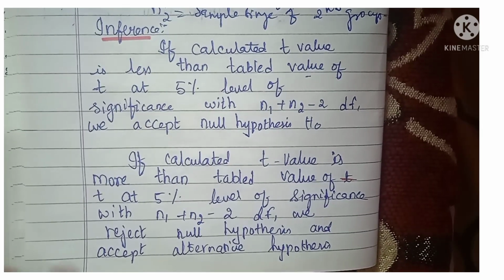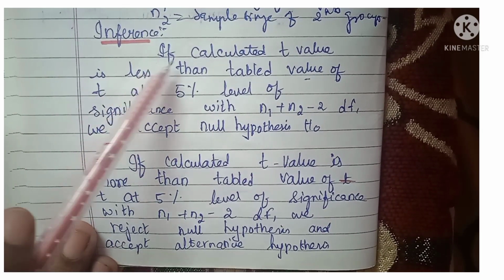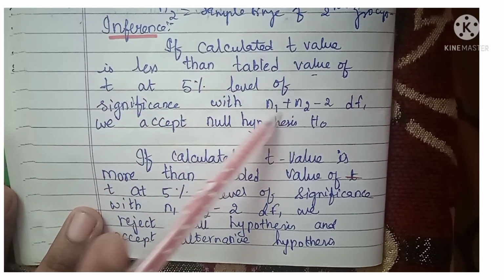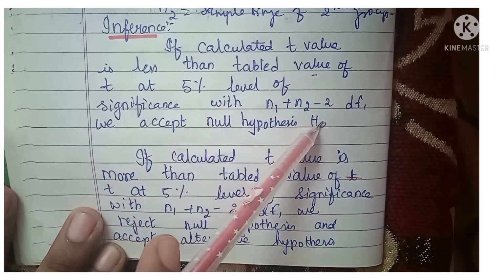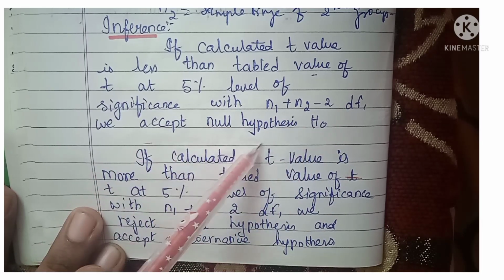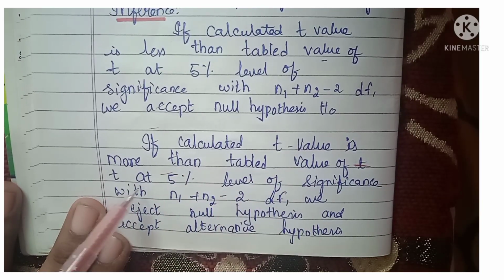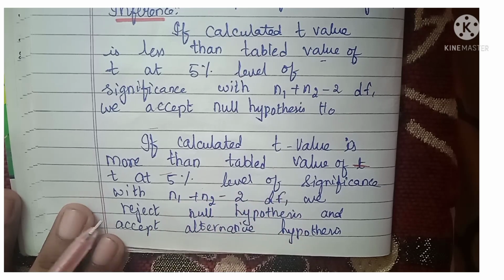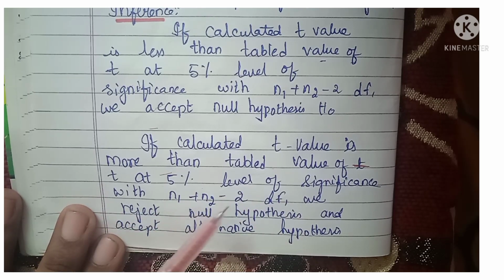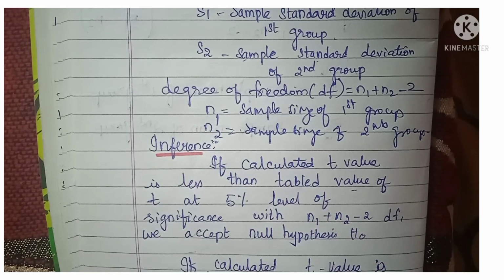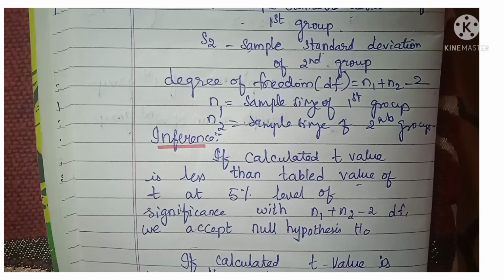Okay, so if the calculated t value is less than the table value of t at 5% level of significance with n1 plus n2 minus 2 degrees of freedom, we accept null hypothesis H0. If the calculated t value is more than the table value of t at 5% level of significance with n1 plus n2 minus 2 degrees of freedom, we reject the null hypothesis and accept the alternate hypothesis. This is with regard to the unpaired t-test. Next we will move on to the paired t-test.